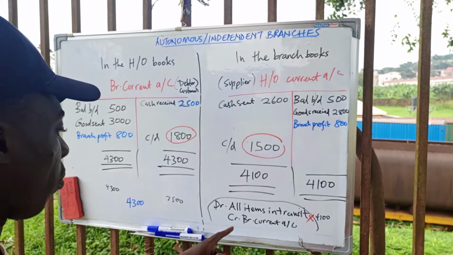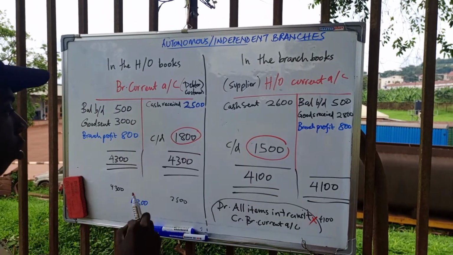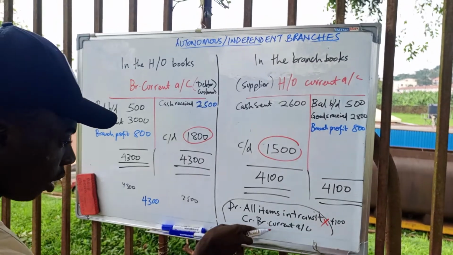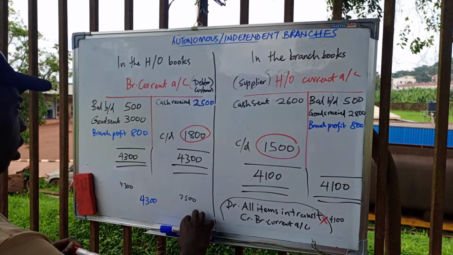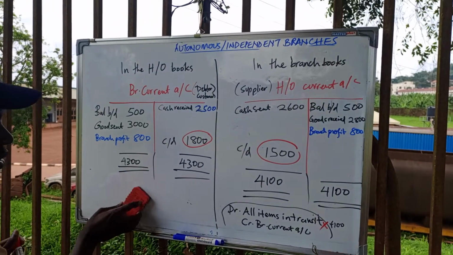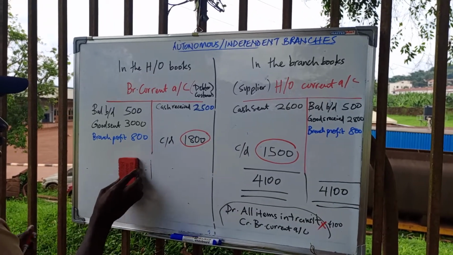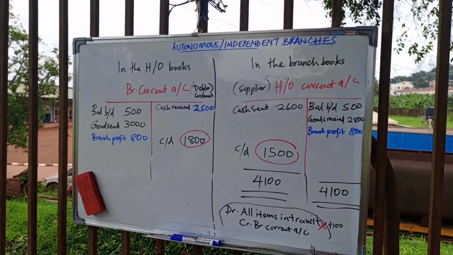So it means I must make adjustment on the branch current account here to make this balance look the same as this one, because this one is okay, because this is the double entry we pass. So you're supposed to be crediting the branch current account with items in transit. So I check if there is any item in transit. So it means now we can make adjustment on this account because it is what we are required to make adjustments on.